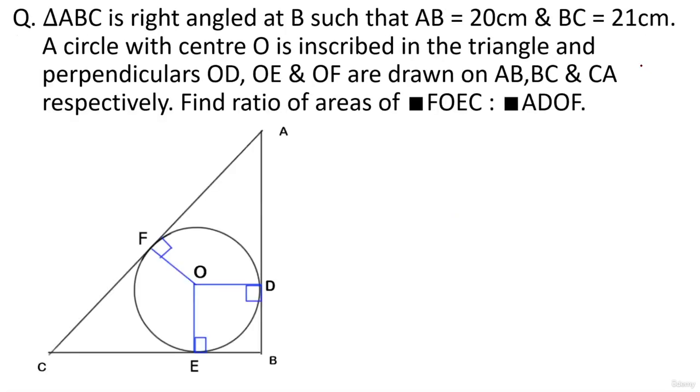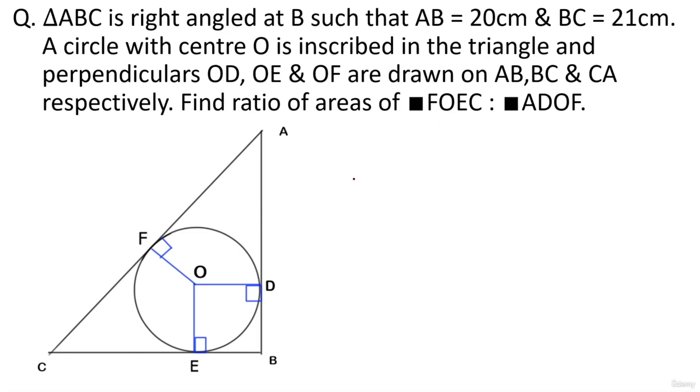Triangle ABC is right angled at B such that AB equals 20 and BC equals 21. A circle with center O is inscribed in the triangle, and perpendiculars OD, OE, and OF are drawn on AB, BC, and CA respectively. Find the ratio of areas of quadrilateral FOEC to quadrilateral ADOF. Again, you can try it out, pause the video, and then resume.